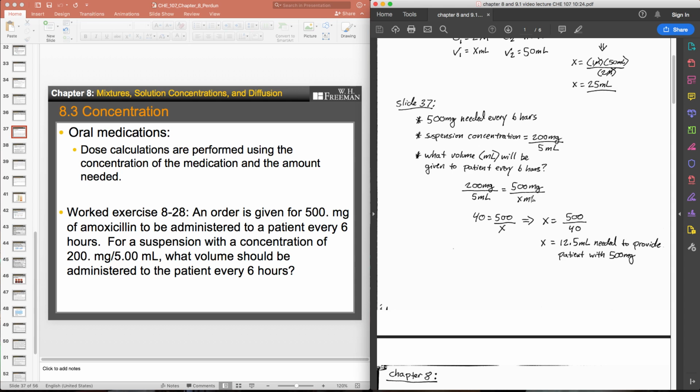Like I've said before, we can rearrange this where we take this x and flip it with this 40. So now we have x equals 500 over 40. Therefore x is 12.5 mils, and that's needed to provide the patient with 500 milligrams. The 6 hours isn't going to be used in the calculation, so that's a bit of a distractor. What we're looking for is how many mils we need in order to have 500 milligrams. It turns out we need 12.5 mils to provide that patient with 500 milligrams.